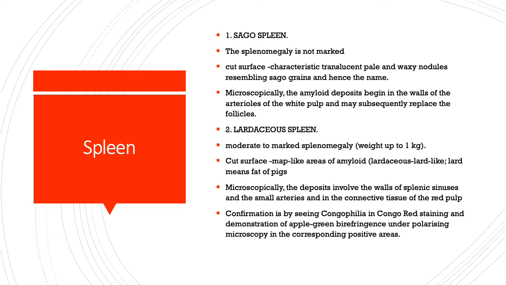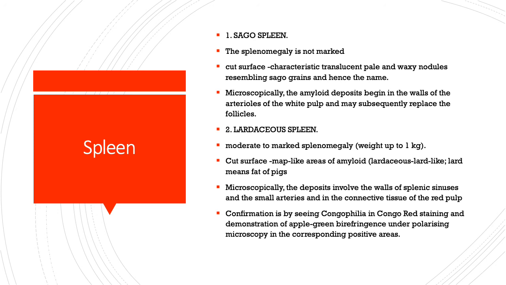Microscopically, in sago spleen the amyloid deposits are seen in the walls of arterioles of the white pulp and may subsequently replace the follicles. In lardaceous spleen there is a moderate to marked splenomegaly, and the spleen may weigh up to 1 kg. The cut surface shows map-like areas of amyloid. Lard-like means like the fat of pigs, so it is called lardaceous spleen.